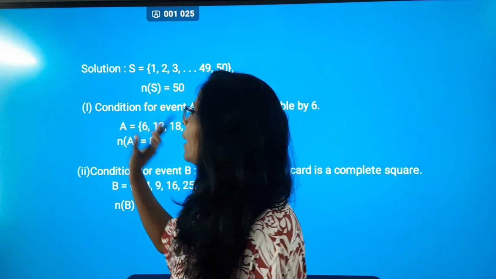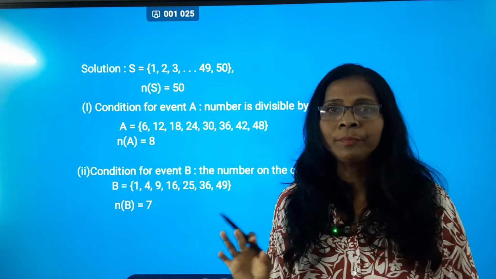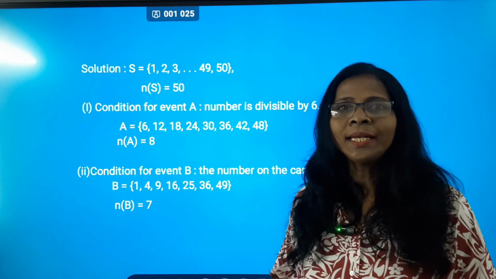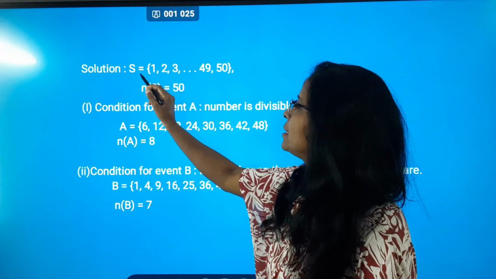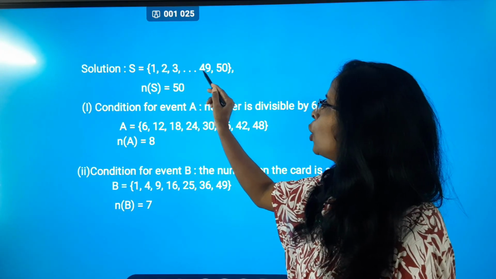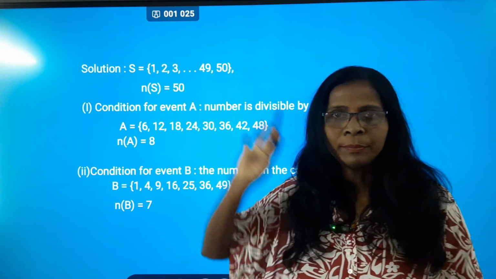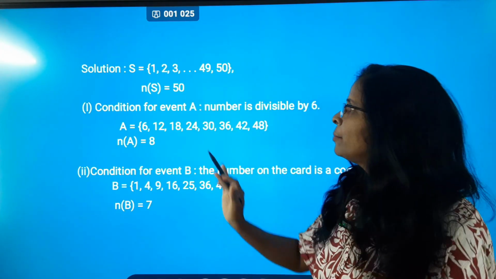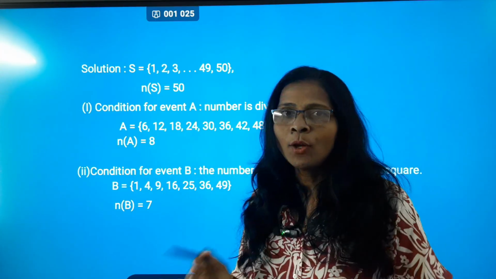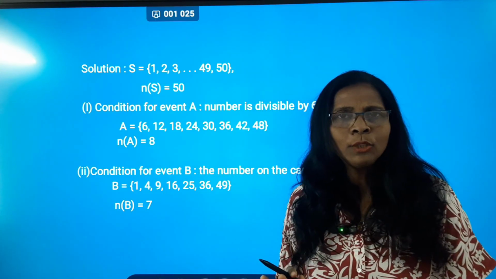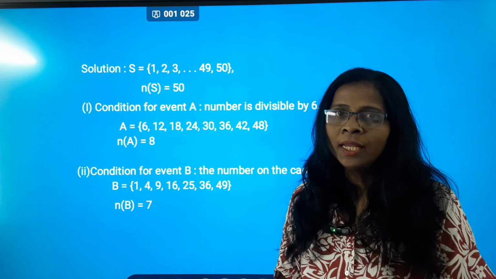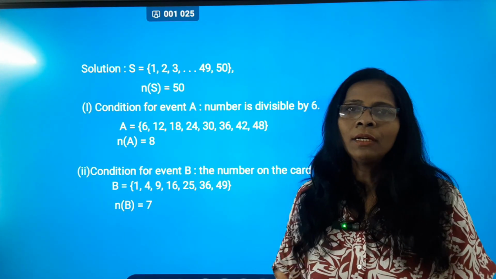There are 50 cards in a bag. So we write the sample space S is equal to {1, 2, 3, ..., 49, 50}. So here the number of sample points, n(S), is equal to 50. Now take the events one by one.